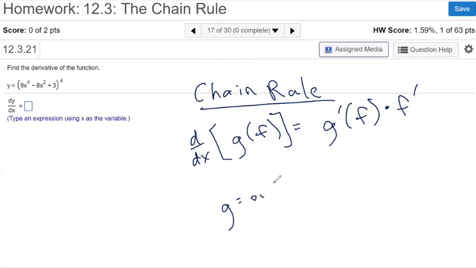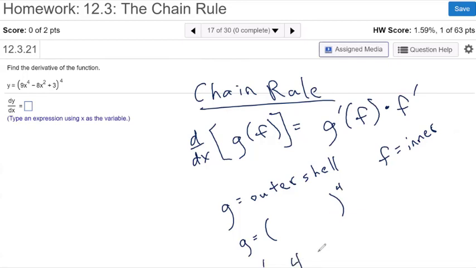Chain rule is probably one of the harder ones to do, the section 12.3 homework, and it's because it's a composition of functions. So when you have a chain rule problem, you have an outer shell, and for me it's the parentheses to the fourth. And then you have an inner part inside that's complicated. It's not just x to the fourth. It's 9x to the fourth minus 8x squared plus 3, all to the fourth. So my outer shell for this was the parentheses stuff raised to the fourth power. And then I let my inner shell be the 9x to the fourth minus 8x squared plus 3.